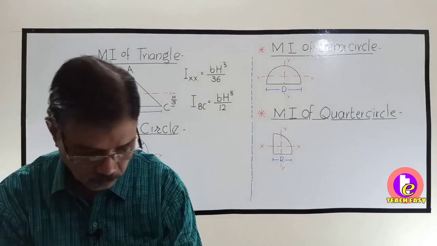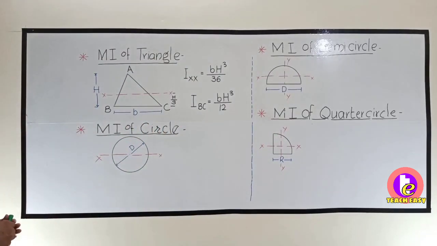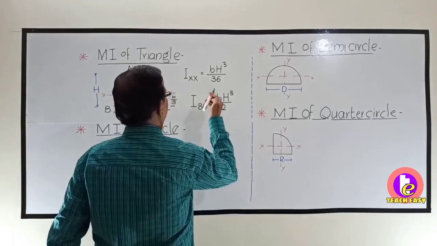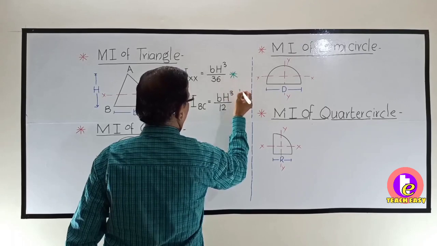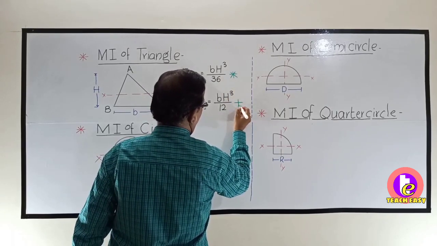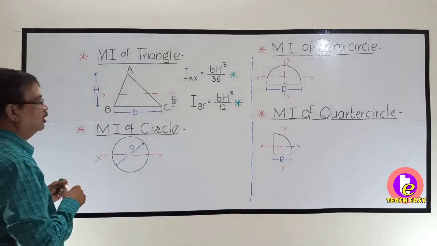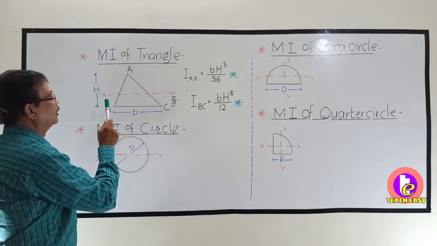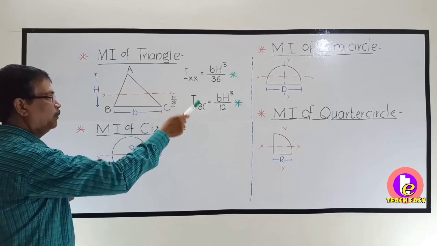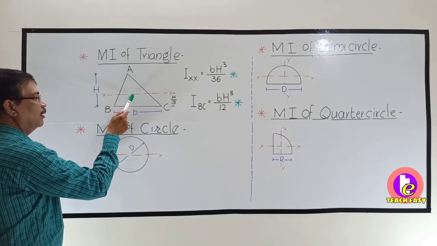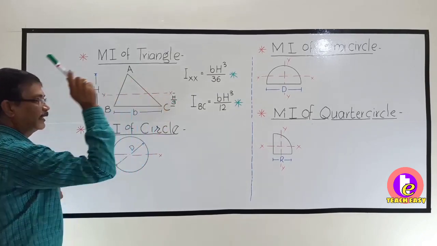Now let us proceed for the next one. Before that, let us highlight this. This is moment of inertia of rectangle about horizontal centroidal axis. This is moment of inertia of rectangle about the base. You can also find out the moment of inertia of the triangle about an axis which is parallel to base and passing through apex by shifting moment of inertia Ixx to this one, that is by taking value of h as 2h by 3.